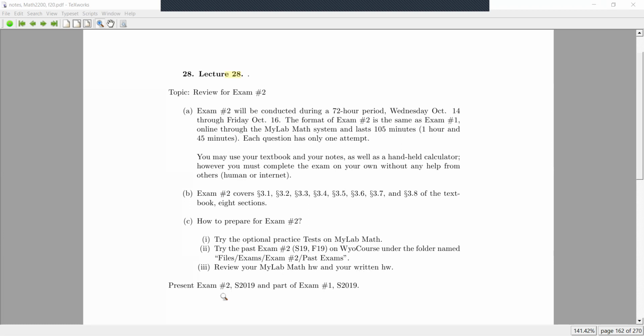Now, today, I present my solutions to Exam 2, Spring 19, and my solution to part of Exam 1, Spring 19. Exam 1, Spring 19, covers section 3.1. I picked those problems in this exam that belong to section 3.1 to present.